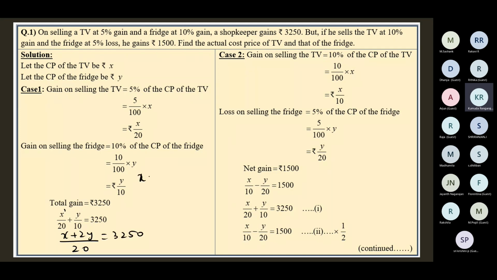On cross multiplying, you'll get X plus 2y is equal to 65,000. If you don't want the denominators, you can do this. This is also correct. And the second equation, you can take the LCM, again 20. So you get 2x minus y is equal to 1500. When you cross multiply, you get 2x minus y is equal to 30,000. Is this understood, children?